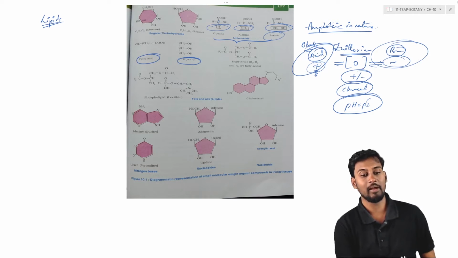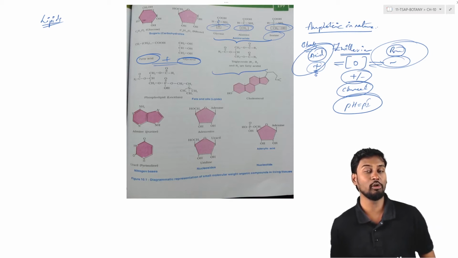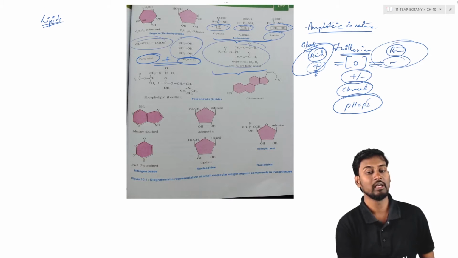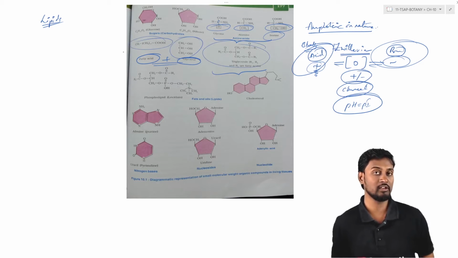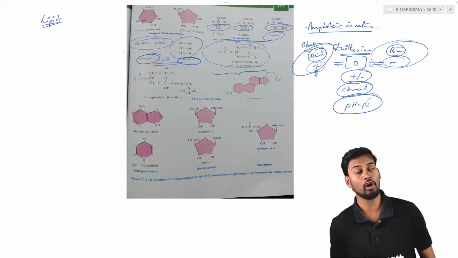Whatever lipids we are discussing will most probably belong to a class called triglycerides. Triglycerides are generally formed as a result of esterification of the alcohol with the carboxylic group containing fatty acids. So the carboxylic group containing fatty acids form the ester linkage with the alcohol of the glycerol.